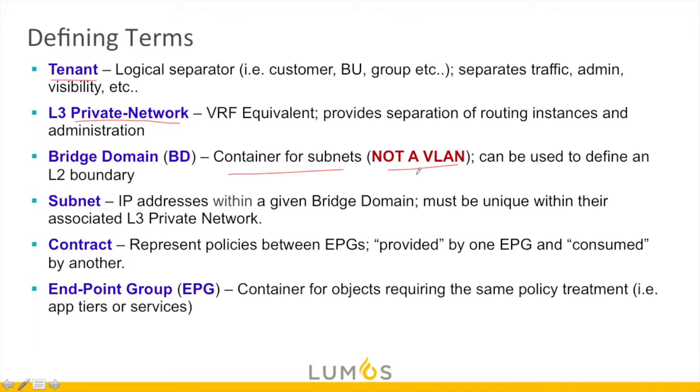And then finally, we have our endpoint groups. These are containers for objects requiring the same policy treatment. Oftentimes, an EPG is equated to a given port group in VMware. It can be equated to a VLAN, and sometimes even IP addresses if we do microsegmentation. So those are different things we can do.